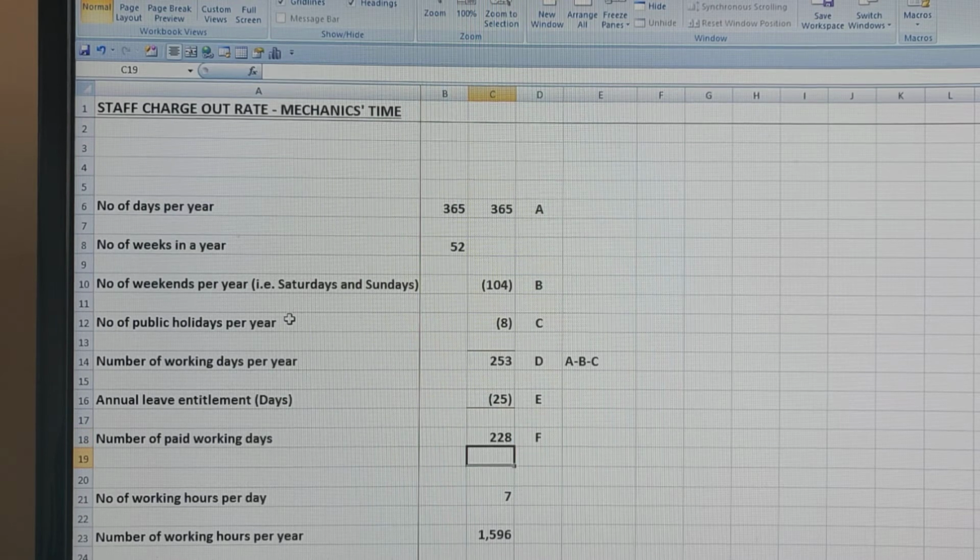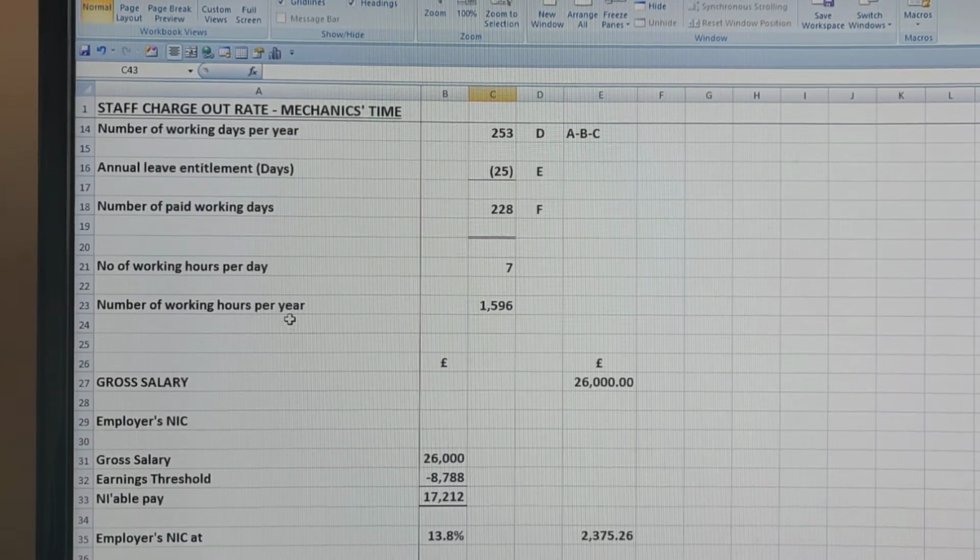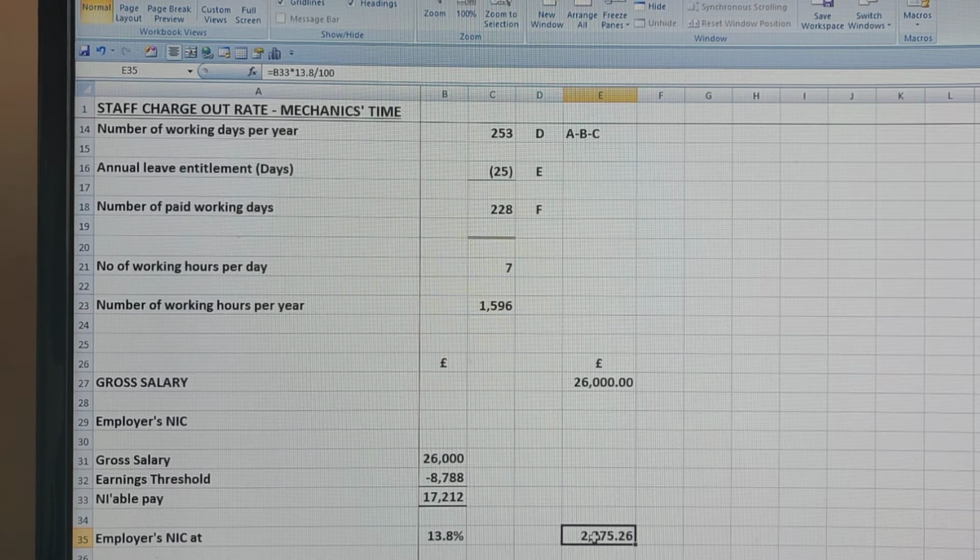Now, the mechanic works 7 hours a day. Multiply that by 7 hours, and you look at the total number of working hours in the year, 1,596 hours. Now, to work out the hourly rate for this mechanic, we look at the salary per annum. We look at the employer's costs. This is another cost to the employer of employing this mechanic. The employer has to contribute national insurance contribution of 13.8% on behalf of this employee.